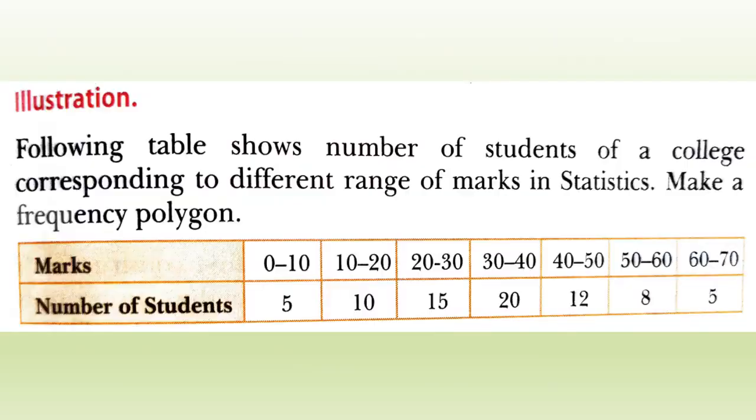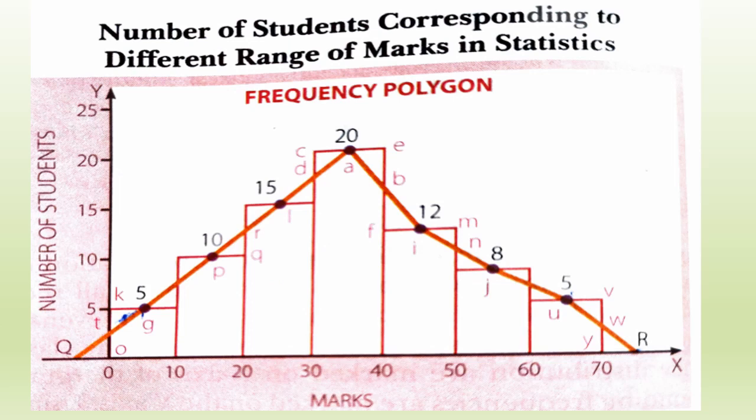Now we shall understand polygon through an illustration. The following table shows the number of students of a college corresponding to different ranges of marks in statistics. Make a frequency polygon. So first of all we will make a simple histogram using this table. So this is the frequency polygon. The number of students is shown on the y-axis, marks are shown on the x-axis.